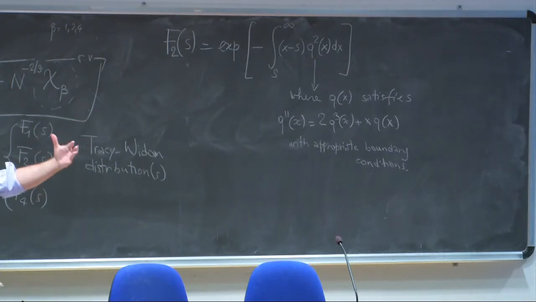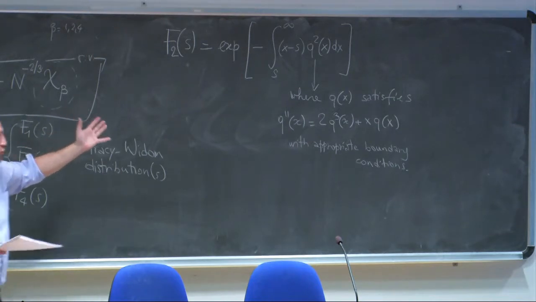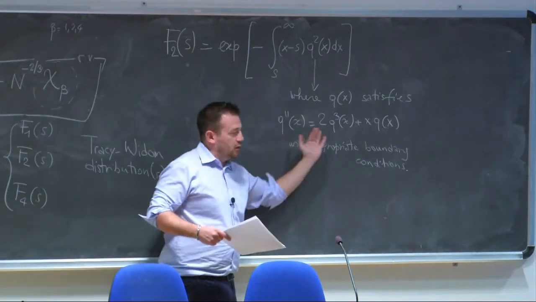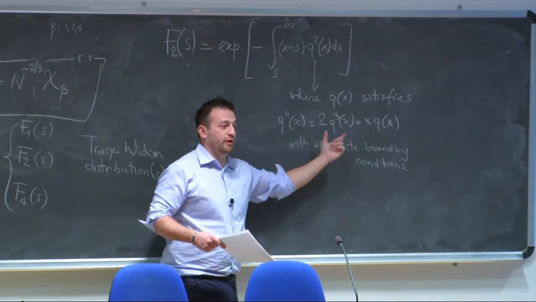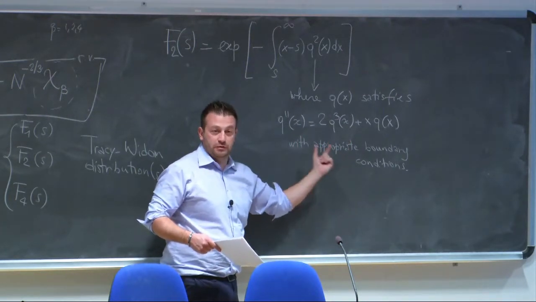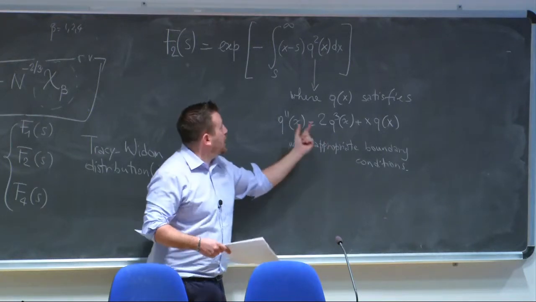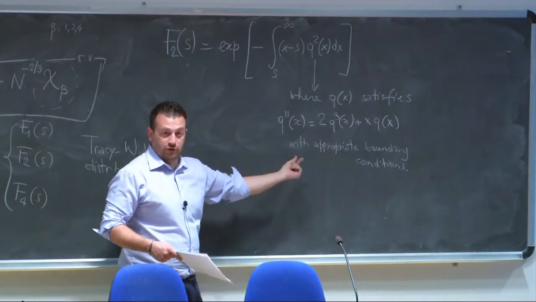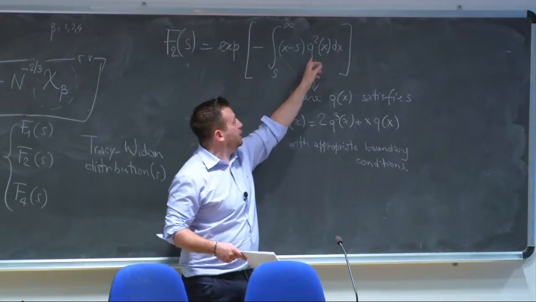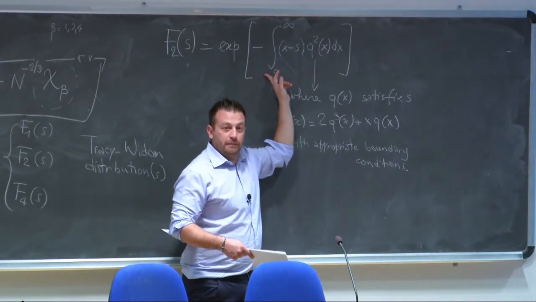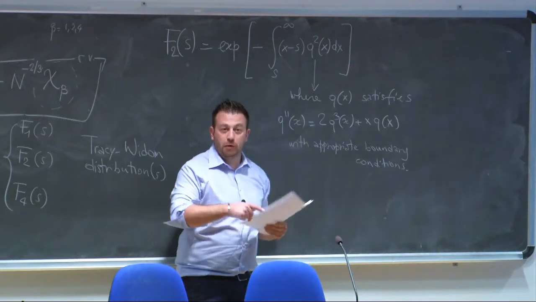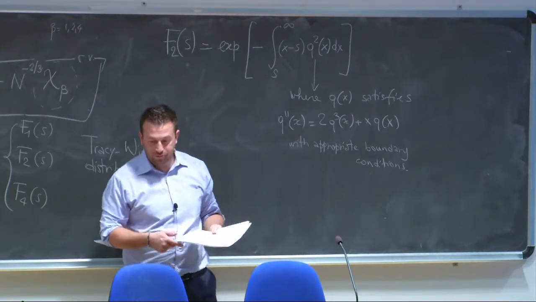Suppose that you want to plot this distribution, what you have to do? You have to solve a certain differential equation and pick up a particular solution of this differential equation satisfying some specific boundary condition. And then you need to plug the solution of this differential equation inside an integral, perform an integral, and then take the exponential. So once you have done this, you can plot your function.